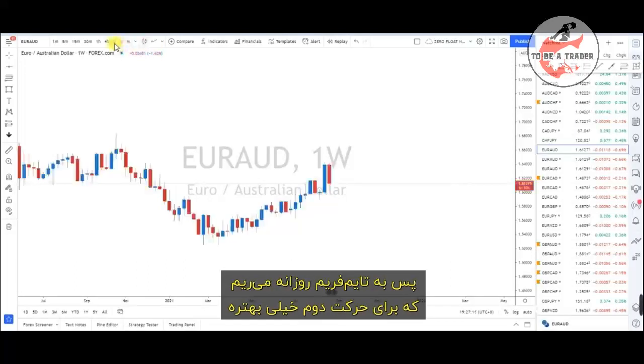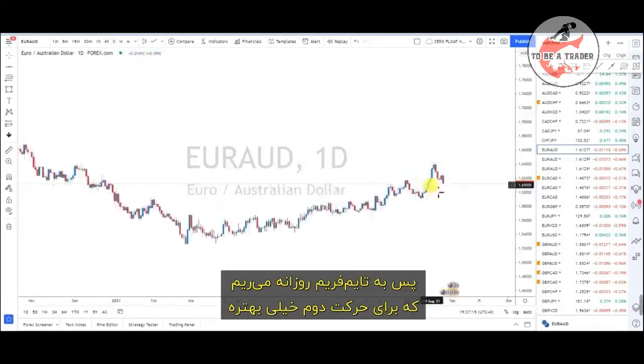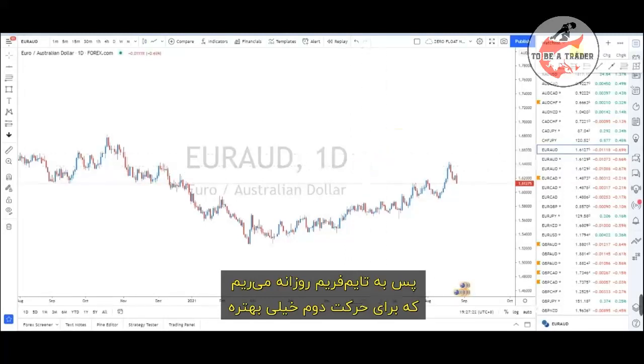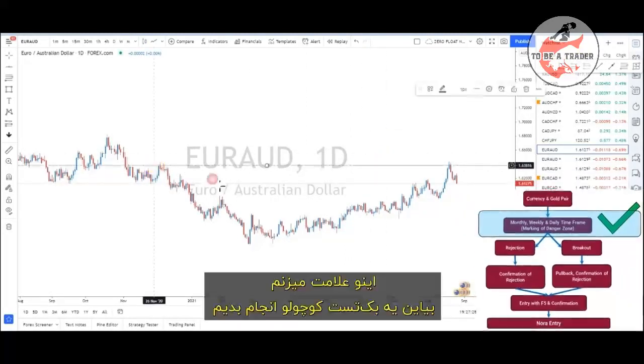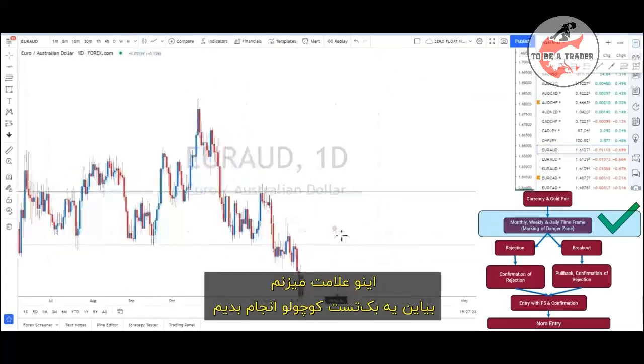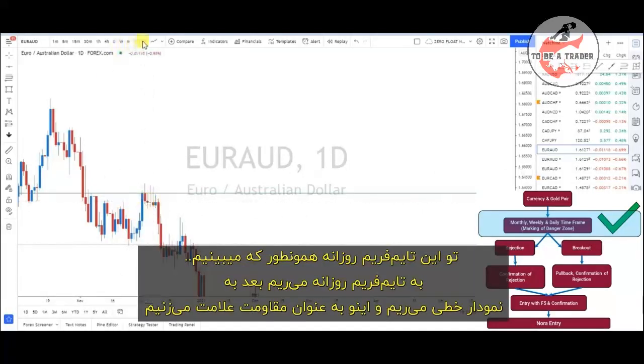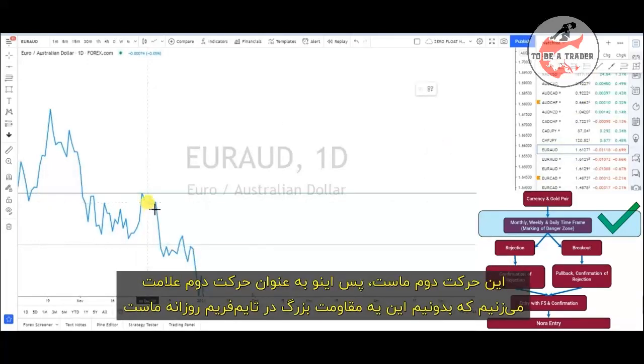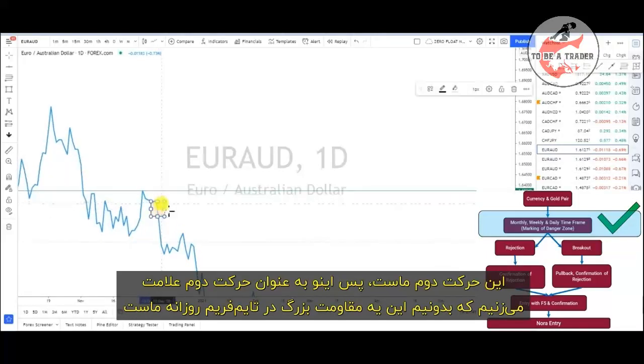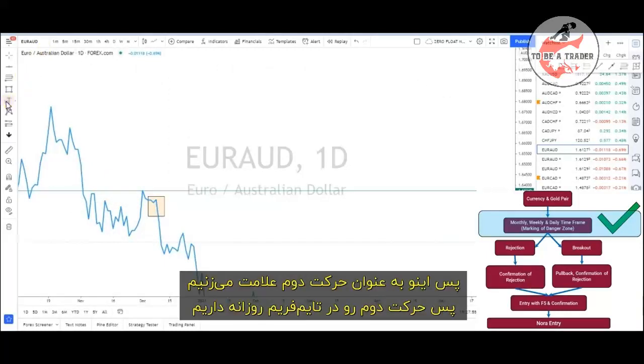So let's go to the daily time frame. It's much better on the second movement. In this case, I'm going to mark this. Okay, let's do a little bit of backtest here. We mark our danger zone on the daily time frame. As we can see, we go to the daily time frame, then we go to the line chart. We mark this as our resistance. As you can see here, this is our second movement. So I'm going to mark this as a second movement so that we know that this is a strong resistance on the daily time frame.